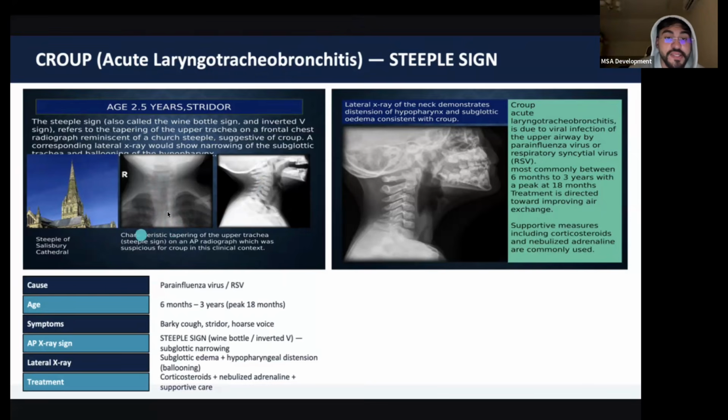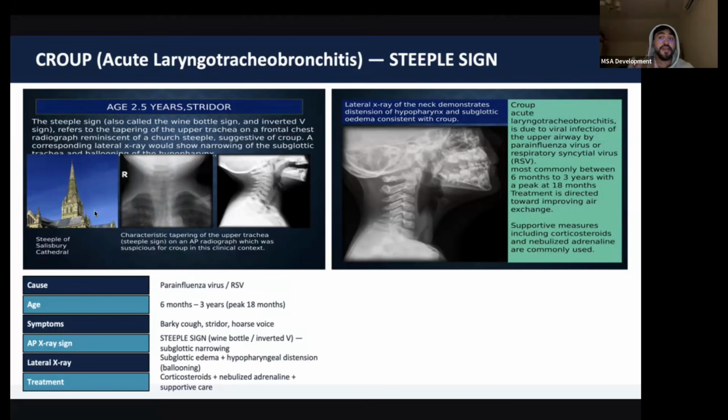So this is something that you'll see on an AP radiograph. Usually, this is found within the subglottic area. So you'll have subglottic edema, you'll have hypopharyngeal distension as well. So these are very important for you to pick up.